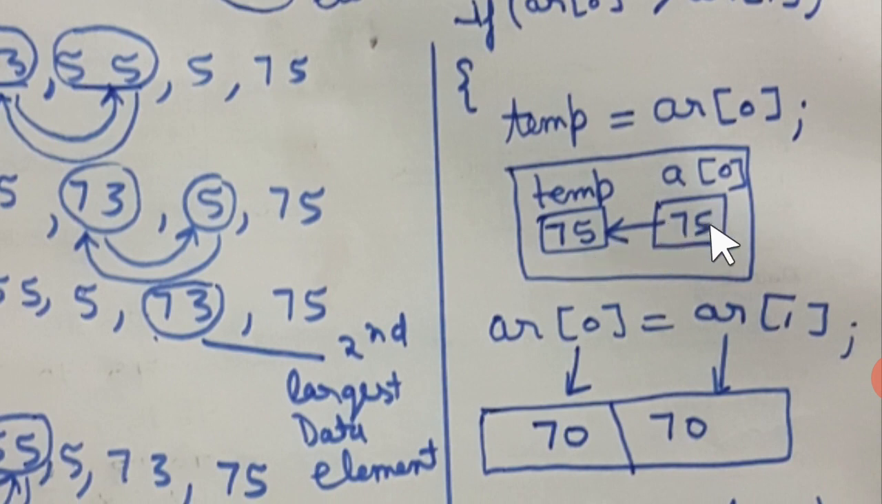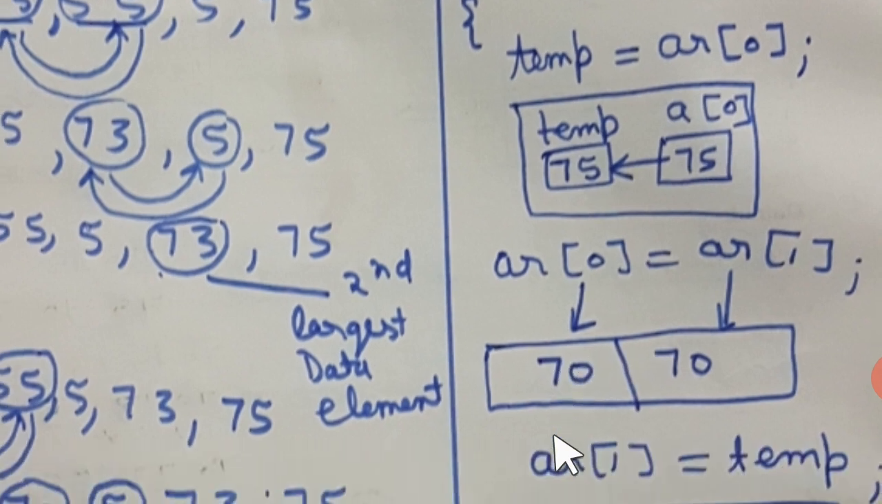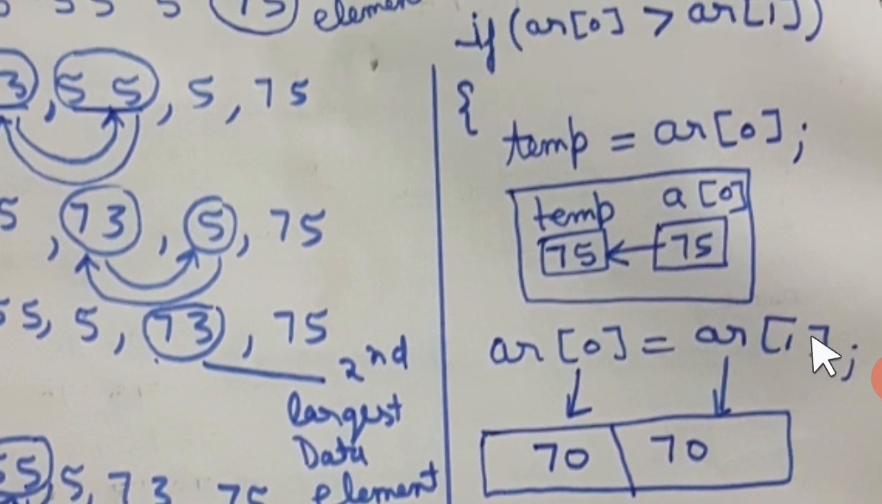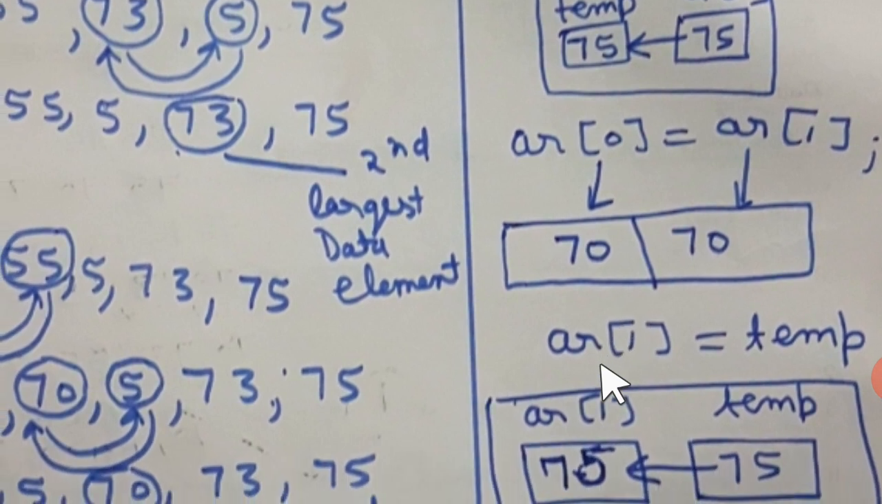Now very easily we can copy the 70 to this location in the array, that is AR of 0. So AR of 0, assignment operator, AR of 1. The moment I write this, AR of 0, which earlier had 75, will now have 70. This data has now been copied to AR of 0, which was our desired location for swapping.